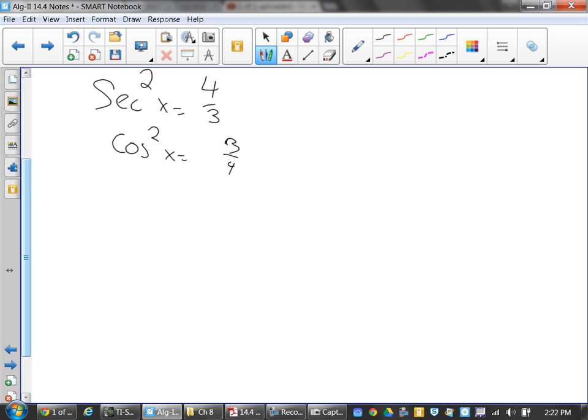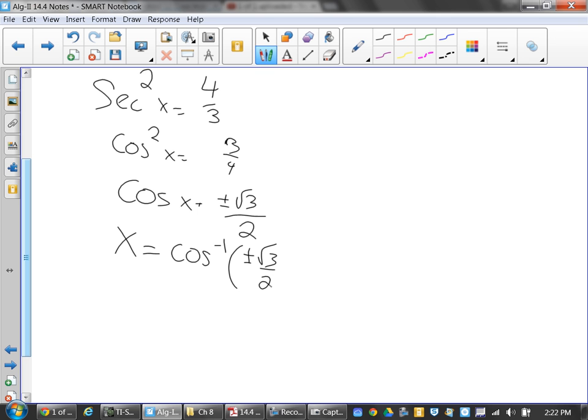Well, we don't have plus minus yet. So take our square root, so our cosine value of x will be plus or minus root 3 over 2. So what angle has a cosine of plus or minus root 3 over 2? Root 3 over 2 is cosine 30, so it's pi over 6.